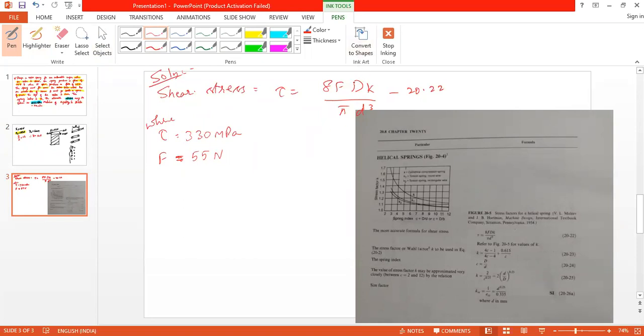And for this D, we know that the spring index D by d is equal to 12, or D is equal to 12 times the diameter d. And what is K? K is (4C minus 1) by (4C minus 4) plus 0.615 by C.